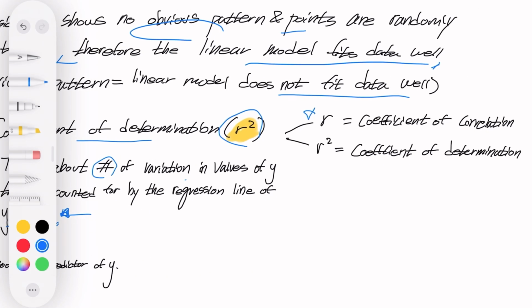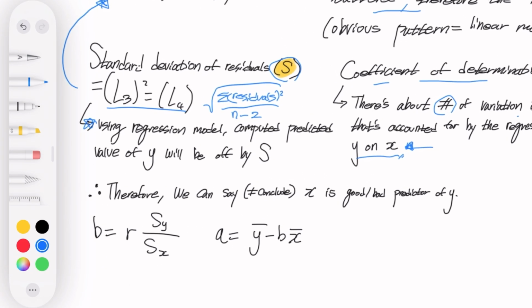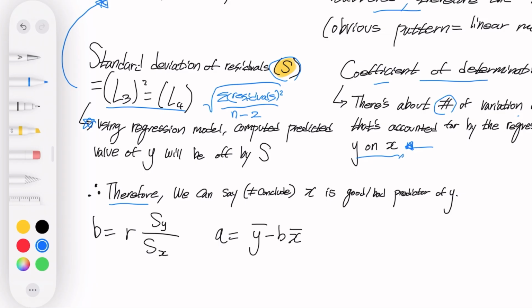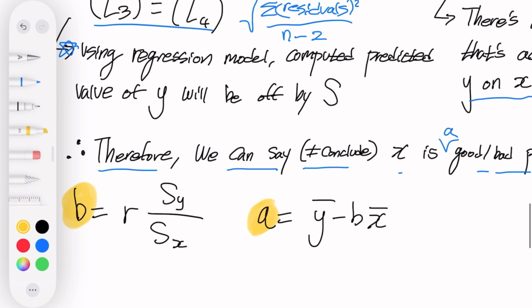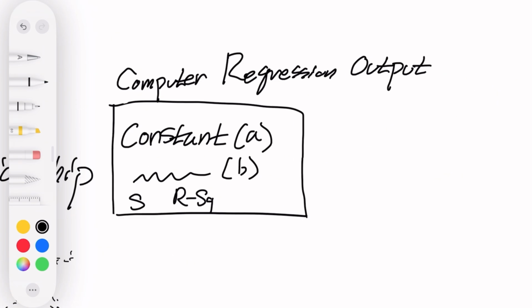Remember that R is the coefficient of correlation, and R squared is the coefficient of determination. If you have this information, you need to say "we say" instead of "conclude" that x is a good or bad predictor of y. And remember, find b and a like this. For computer regression outputs, you just need to remember that the constant means a, and whatever is over here would equal b. And then there will be your standard deviation of residuals and your R squared.